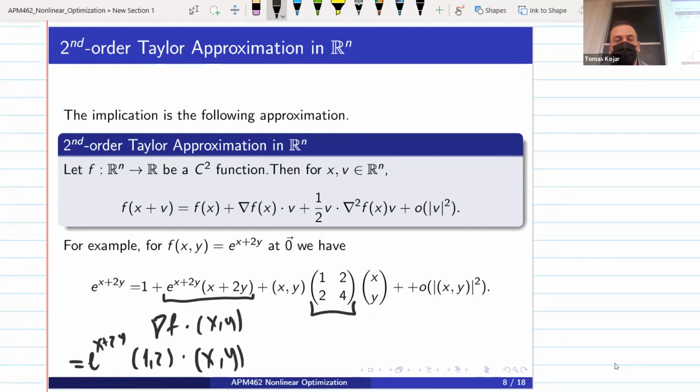And this one, we computed it together, right? We had the Hessian of x plus 2y was this matrix, right? Okay. So this is the quadratic approximation at 1 for x plus 2y.